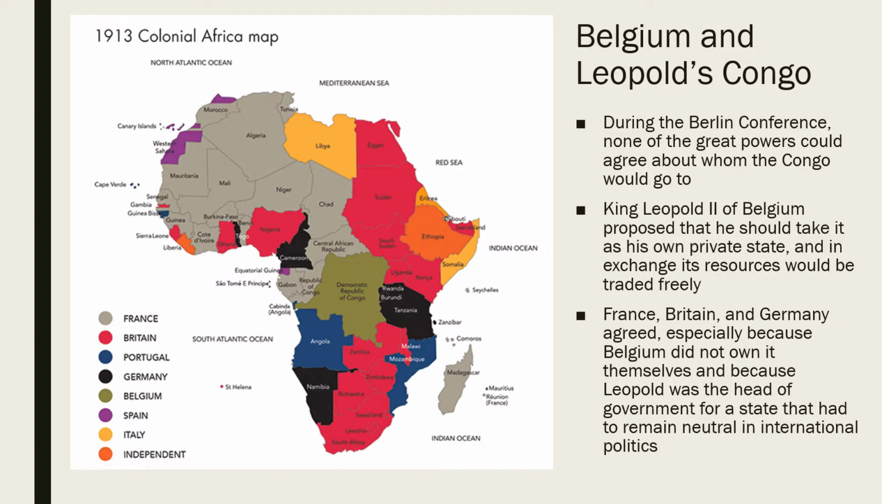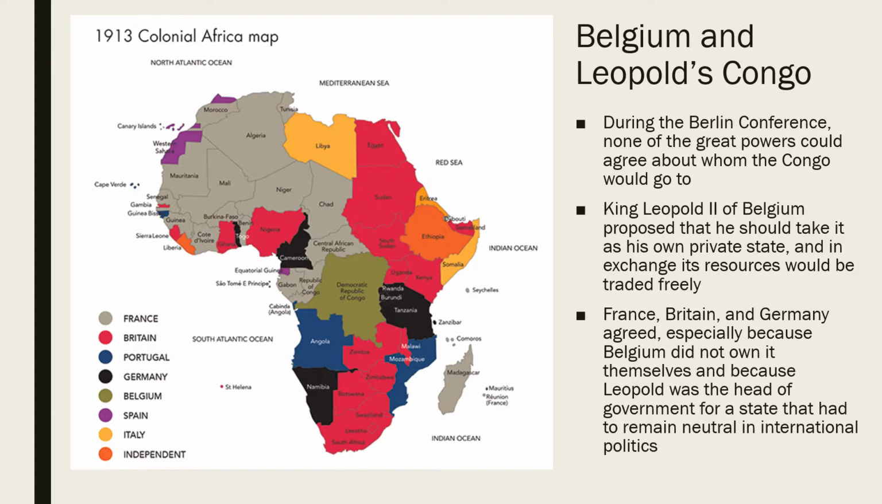The resources his workers would extract inside the jungles there would be placed on the world market at reasonable prices so that Europe and the US could use these to fuel their industrial machines. So all the rubber, all the metal, all the timber, anything that was harvested in the Congo would be placed on the world market. It wouldn't just exclusively go to Leopold or to Belgium.